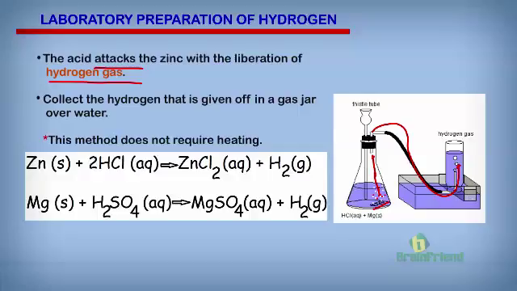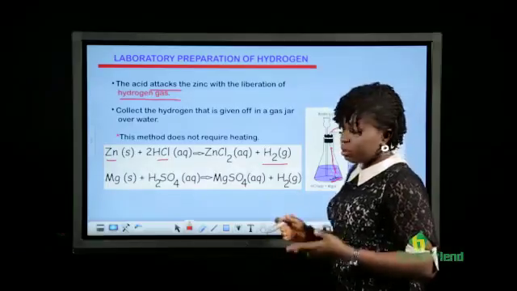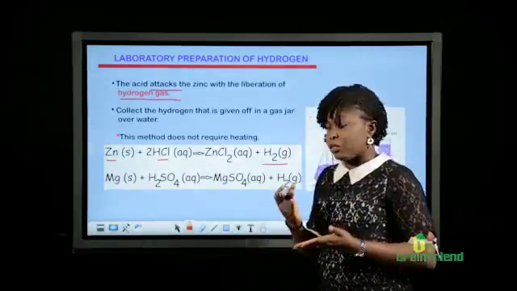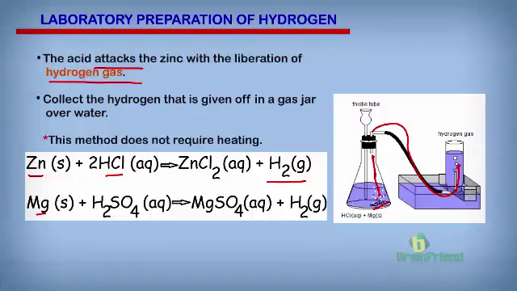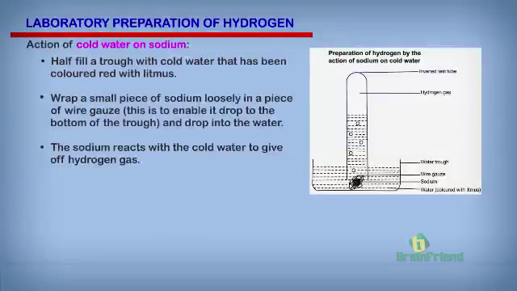So the reaction would go this way: zinc plus hydrochloric acid gives us zinc chloride with liberation of hydrogen gas. Or, remember we say we can use magnesium in the place of zinc. If we use magnesium with, say, tetraoxosulphate VI acid, we can also have the liberation of hydrogen gas from this reaction. Now, action of cold water on sodium.